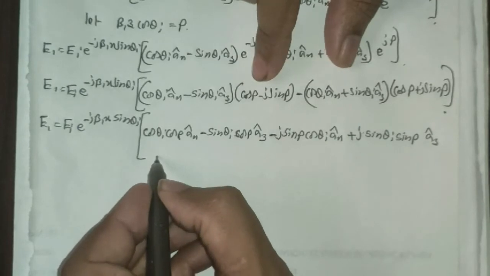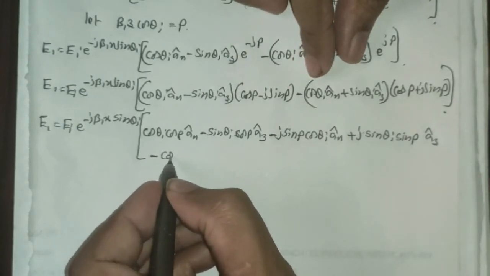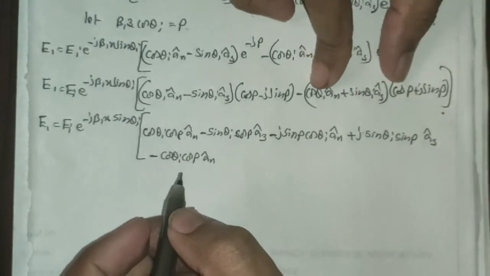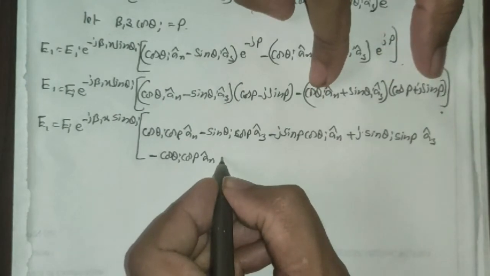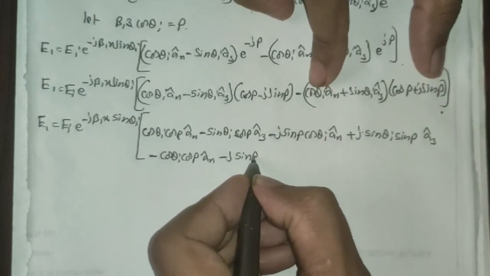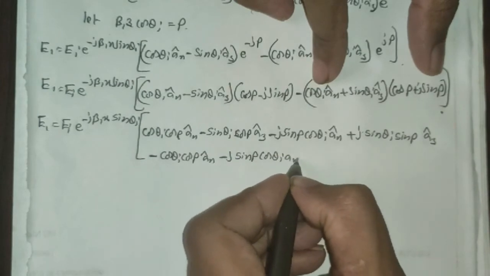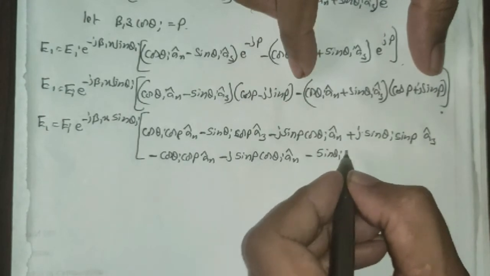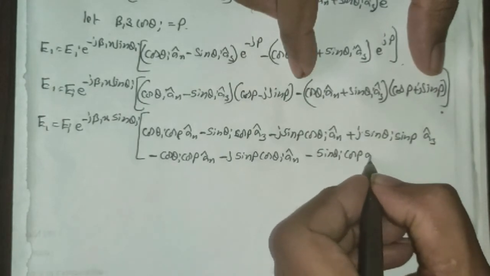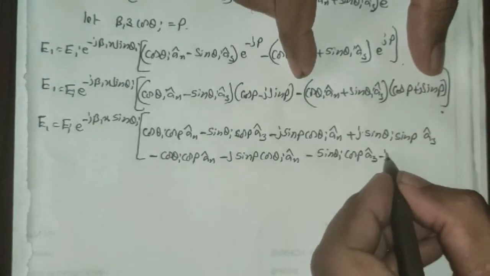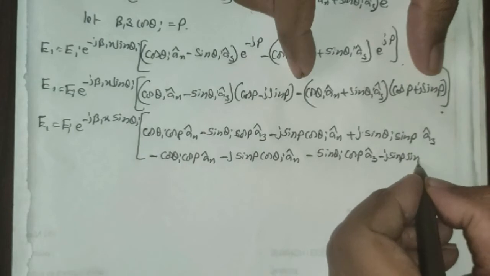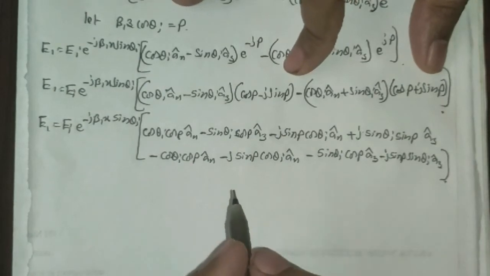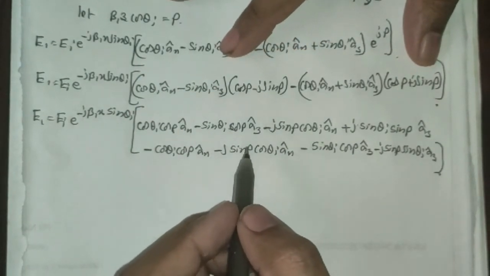Here the remaining terms become minus cos theta I into cos p into ax cap, and minus j sin p cos theta I into ax cap, minus sin theta I into cos p into az cap, finally minus j into sin p sin theta I into az cap. So this is the entire simplification. If you observe this equation, some of the terms get cancelled off.